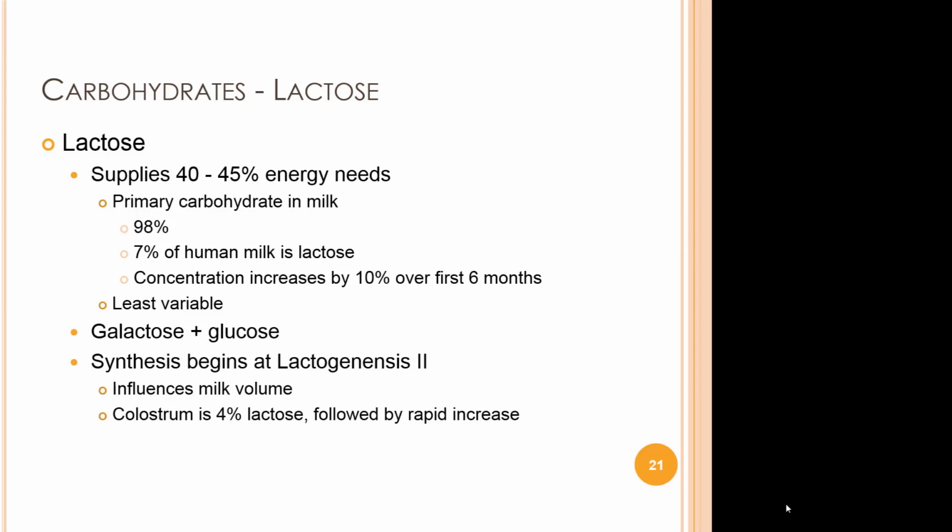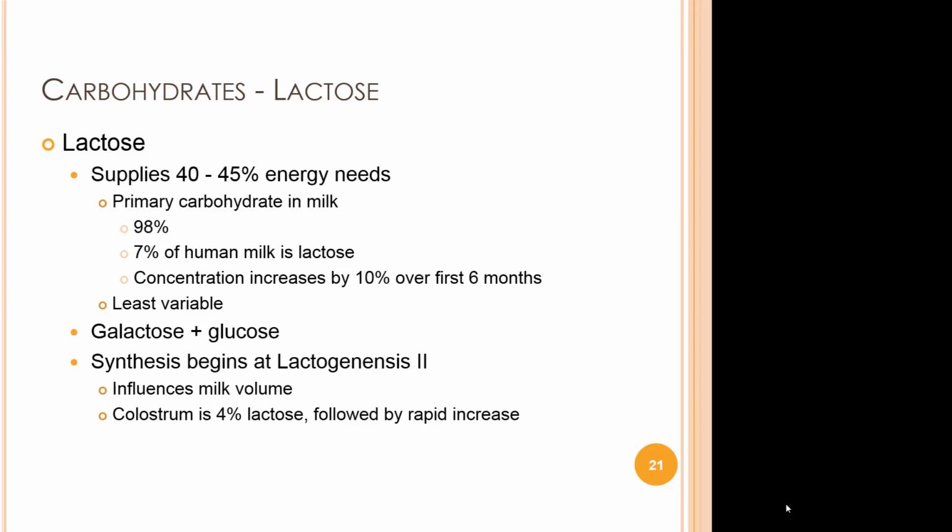40 to 45 to sometimes even 50% of the baby's needs are satisfied from lactose, and 7% of human milk is lactose as compared to 6.5% lactose in horses and kangaroos and 4 to 5% in cows, goats, and sheep. And again, this just emphasizes the sweetness of human breast milk. The concentration of lactose increases by 10% over the first 6 months.